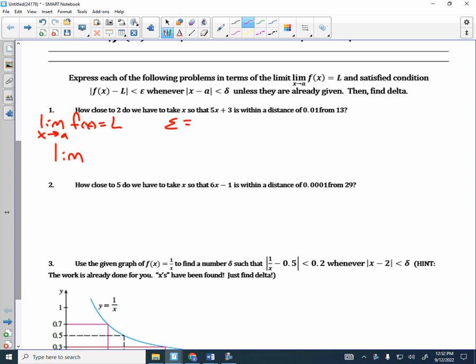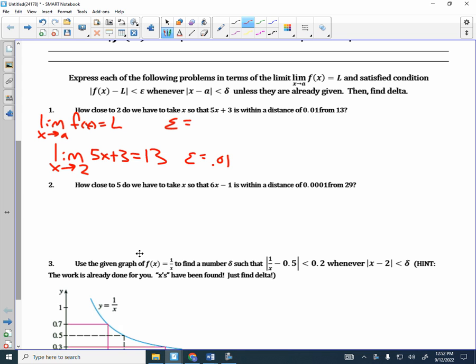This is the limit as x approaches what? Of 2. Excellent. How close to 2 do we have to get? Good. The 2 goes there. What's the function? 5x plus 3. What's the limit? The limit is 13. How can I confirm that the limit is in fact 13? Because it says so that 5x plus 3 is within a distance of 0.1 from 13. Yeah, from 13. And if you plug in 2, 5 times 2 is 10 plus 3 is, see that? And the epsilon value is 0.1.